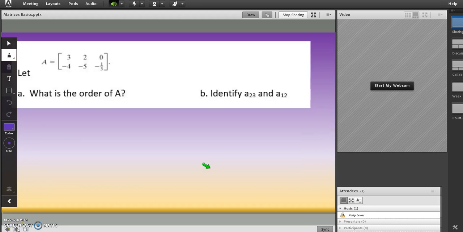All right, so let's look at this guy. And the order, okay, so the order is like the size. And so we're going to do row by column. And so there are 2 rows by 3 columns. And so that's the order.